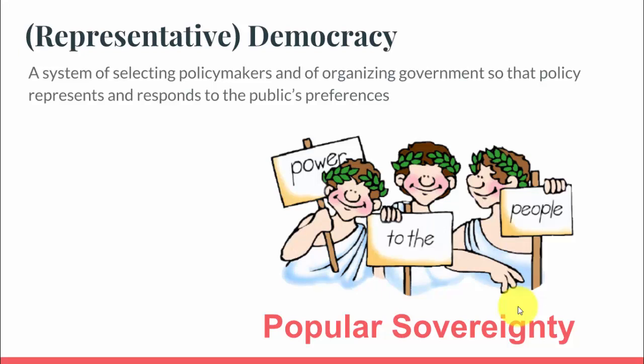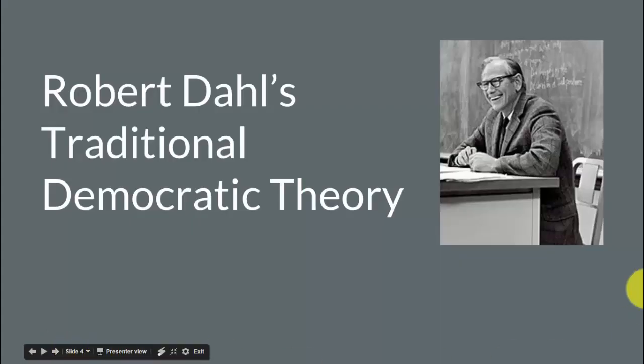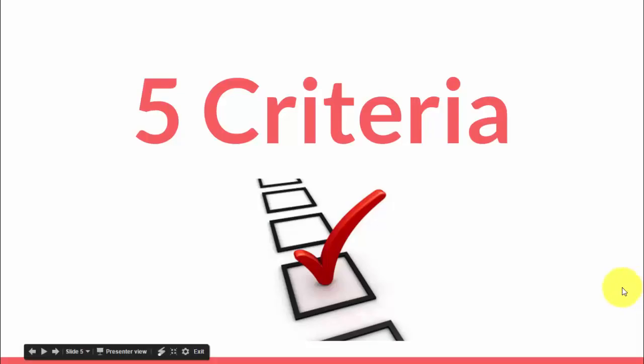Popular sovereignty: the people choose representatives to make decisions, and those representatives are therefore accountable to the people. The representatives derive their power from the people. They rule through popularity, popular sovereignty. In evaluating a representative democracy, we use Robert Dahl's traditional democratic theory. It's important to remember when looking at this theory that this is an ideal that democracies, especially representative democracies, should strive for. To measure this ideal, Dahl created 5 criteria for measuring representative democracies.